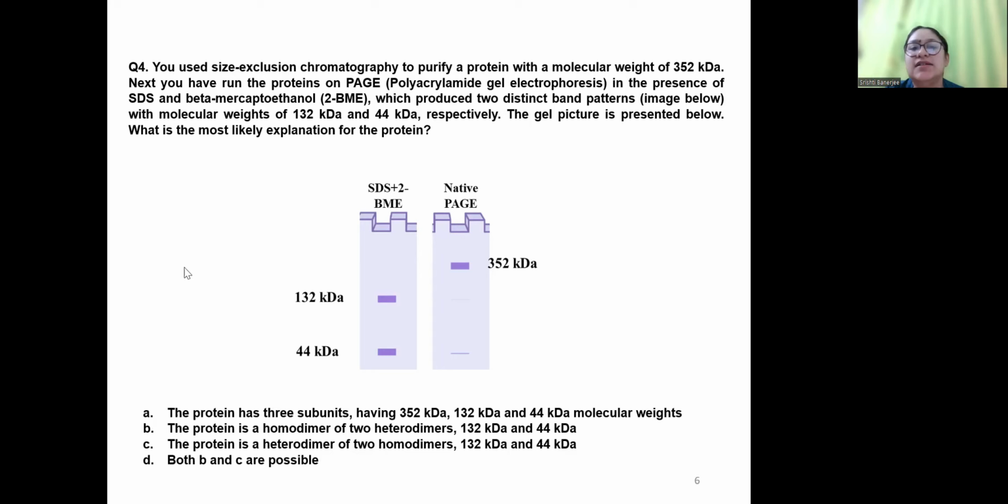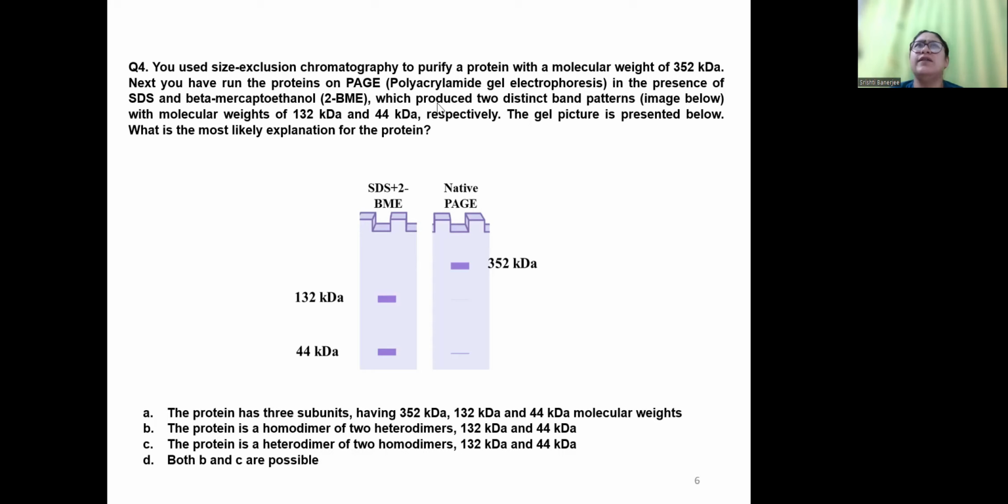Now, first, let's discuss what is a PAGE, what is a native PAGE, and what is a PAGE that has SDS and BME added to it. So, in general, what is SDS and what is its role? I would like, just tell me this. What is SDS and what is 2-beta mercaptoethanol? What is it? Anyone? BME disrupts the disulfide bond.